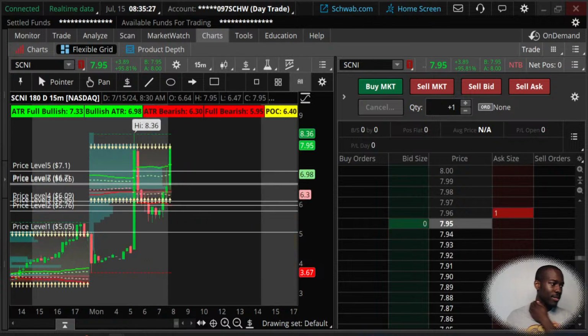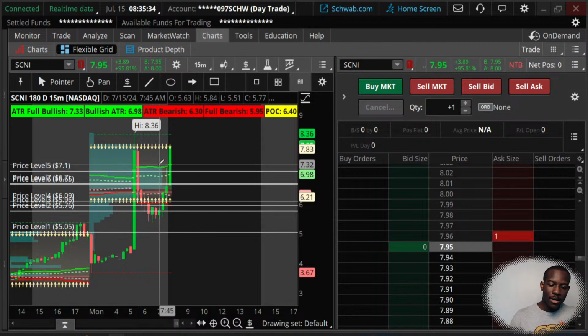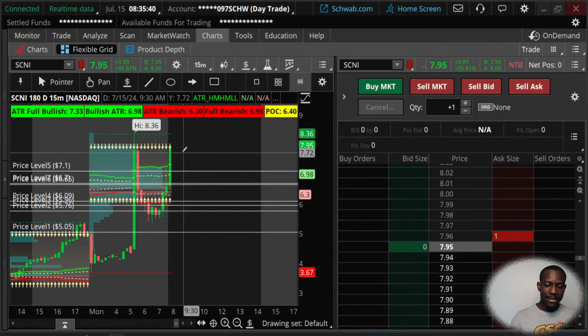And so at this point, it's just like, hey, let the market show you. Let it shake out the weak hands. SCNI into a halt, above the ATR highs. So the ATR highs are back here at the 733s, and the idea is full bullish.